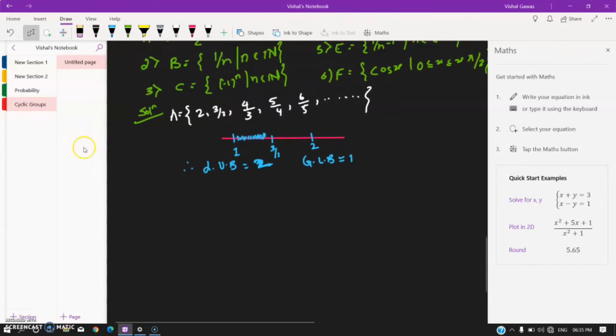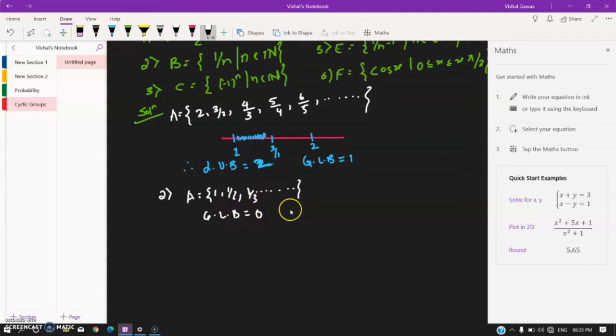Okay. If I look at the second example in the same line, the set is one half and goes on, right? One third and so on. So all these numbers are less than or equal to one, almost. So you can make out the greatest lower bound of this set, and all these numbers are bigger than zero. So the greatest lower bound would be zero, and the least upper bound would be 1.